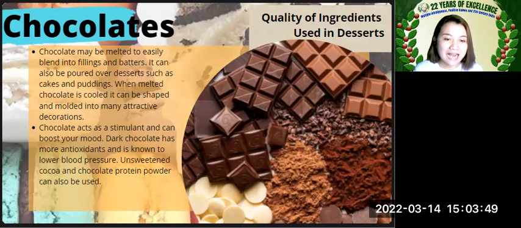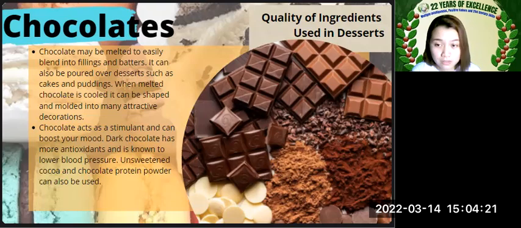Chocolate acts as a stimulant and can boost your mood. Dark chocolate has more antioxidants and is known to lower blood pressure. Unsweetened cocoa and chocolate protein powder can also be used. Once you use chocolate in your dessert, let's say chocolate syrups or even chocolate sprinkles, it will make your dessert more fancy, more sweet, and better in appearance.